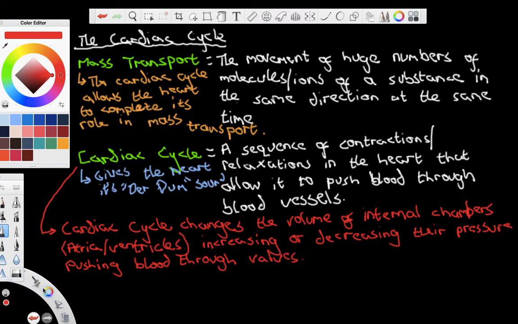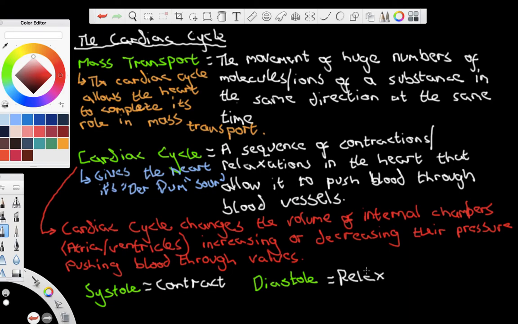We can then add a final couple of things. The word systole means to contract, whereas diastole means to relax. These are two very important words, because we're going to be using these words to describe how the chambers of the heart act. So when we're talking about atrial systole, that means that the atria contract. When we're talking about atrial diastole, we mean that the atria are relaxing.